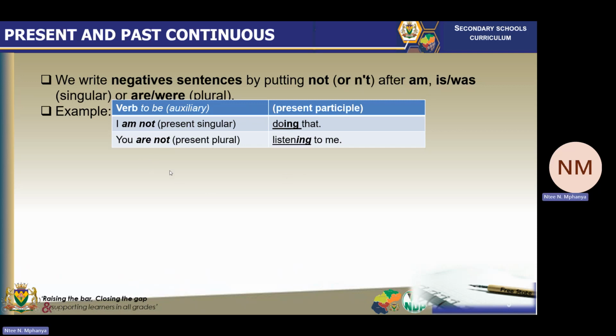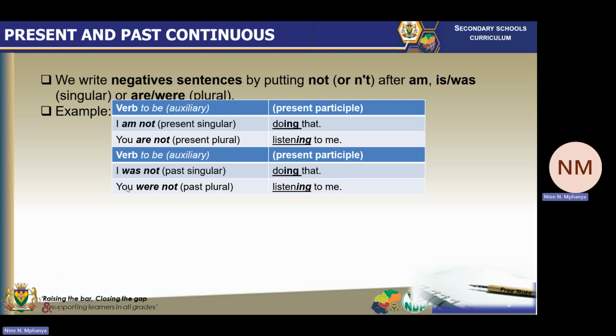You are listening to me. Negate this statement. You are not listening to me. This is what? A negative statement. What have you done? You've put not immediately after the auxiliary verb. Here's an auxiliary verb. There is an auxiliary verb.